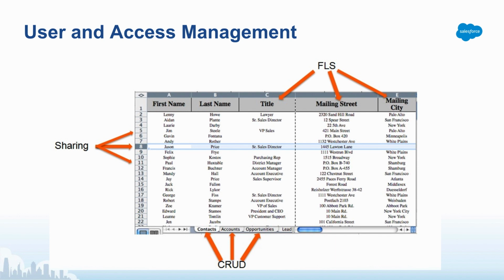Then in that case, you can just give them access to the first name, last name, and title. So you can decide who has access to the object, and then you can also decide who has access to these particular fields. That is done by FLS. And the last one is sharing.